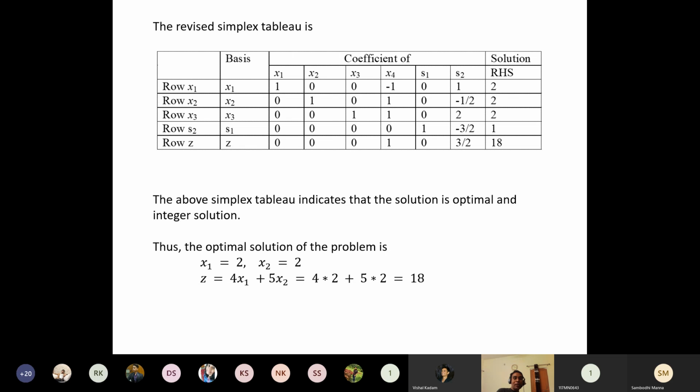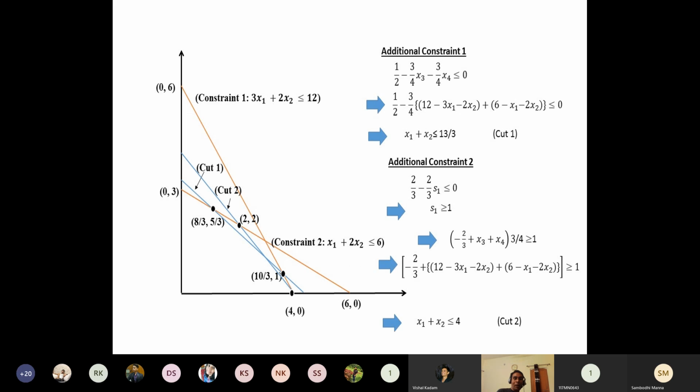Now, if we represent this problem graphically, just to explain that, because if there are more than two variables, you cannot represent it graphically. But since it is a two variable problem, just to make it a better explanation of this problem, you can see this graph.